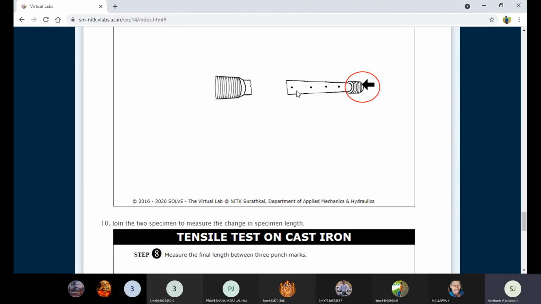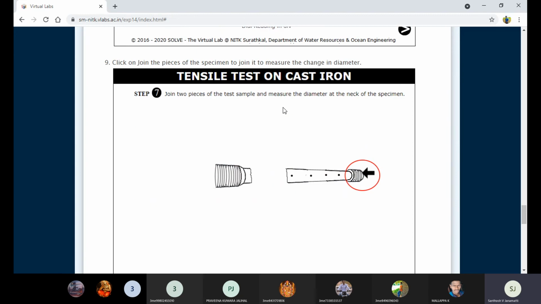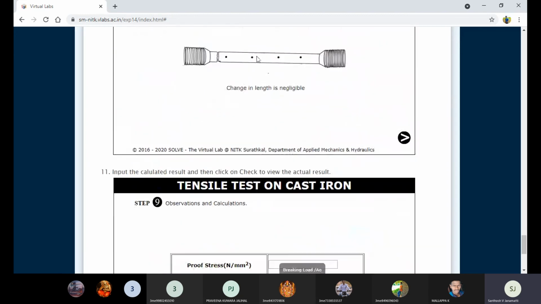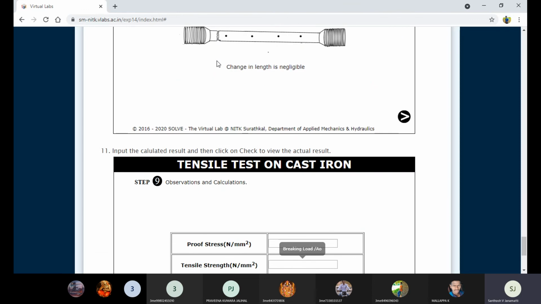You cannot predict where the fracture takes place. Sometimes it takes place in the middle, sometimes at this end. Wherever there is a weaker portion, that portion starts from necking or cracking, and then complete fracture takes place. For a brittle metal, see the flat surface. You can see here, the fracture takes place at this end.